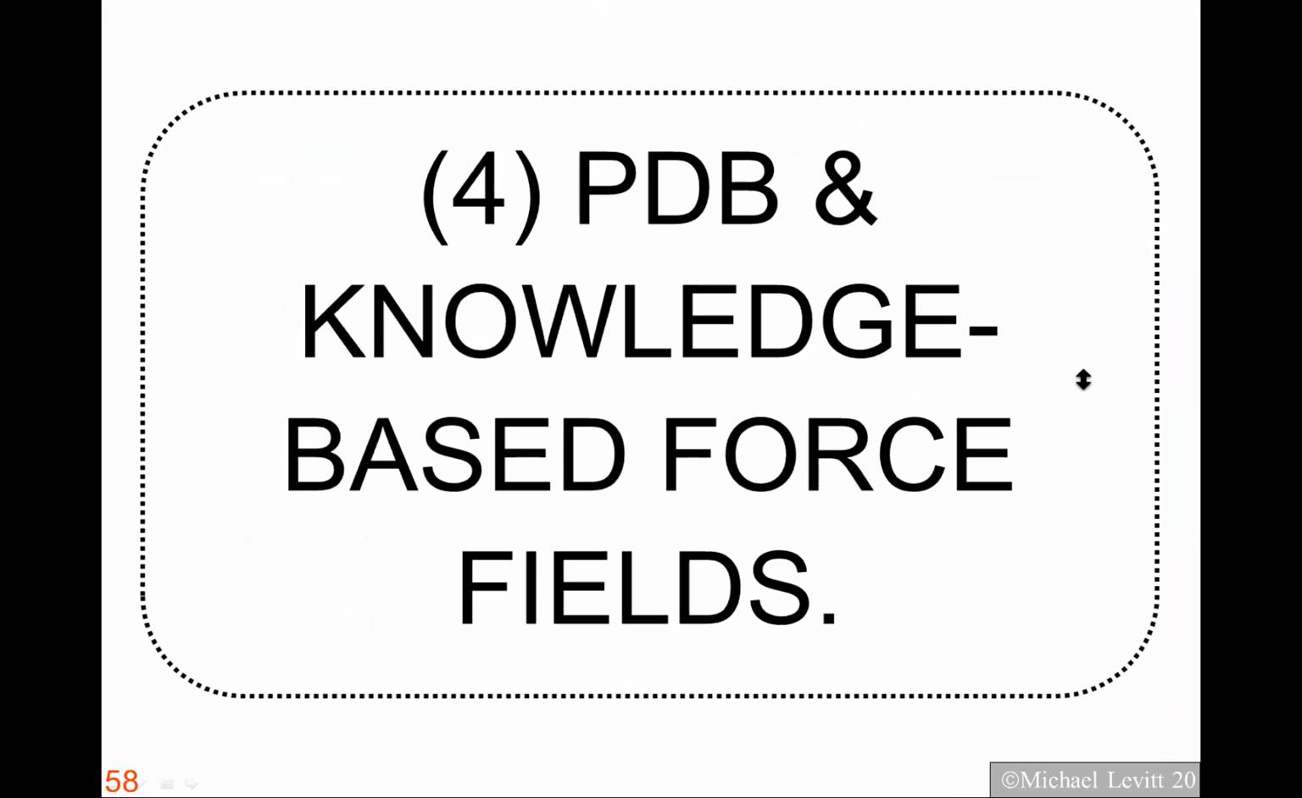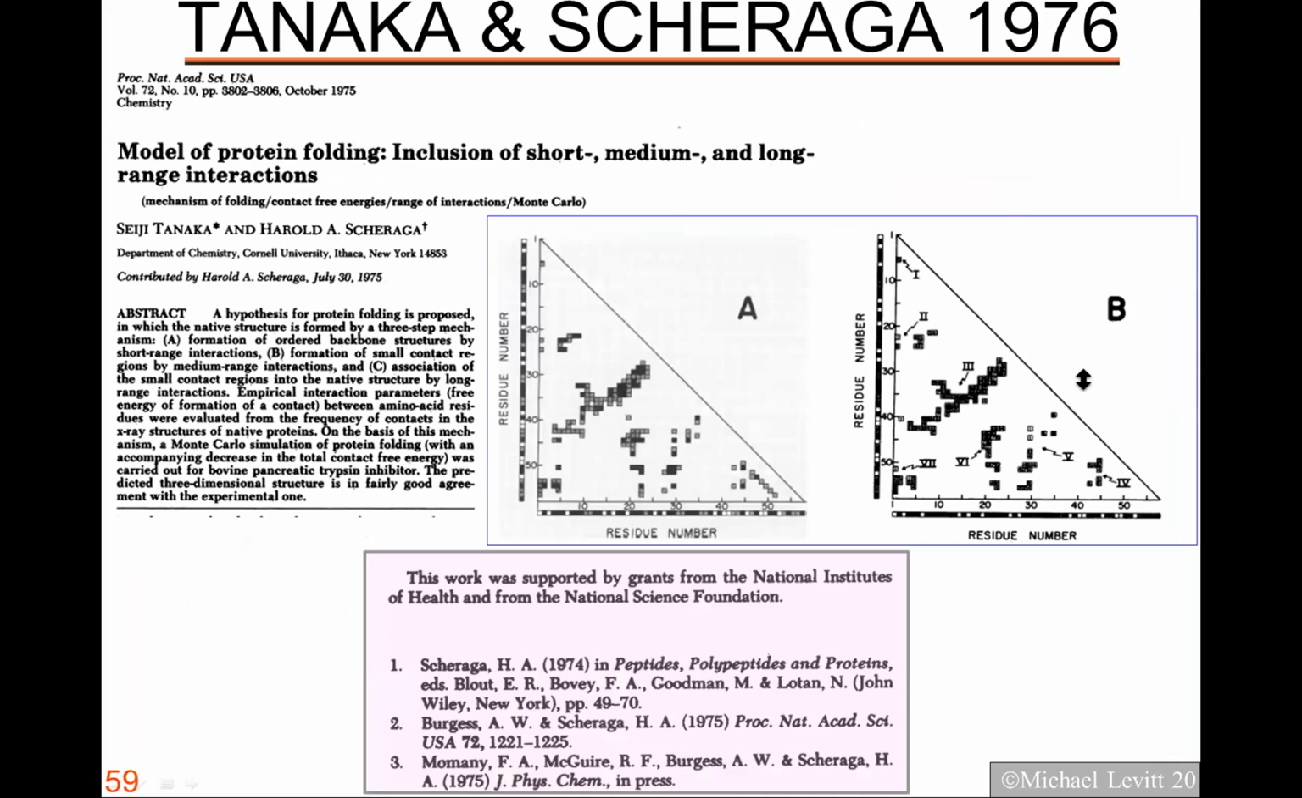Okay, so now let me add more about force fields, and I'm now going to talk about 3 different force fields. One is what I call the PDB and knowledge-based force fields. The first person to do this was Harold Scheraga with Seiji Tanaka in 1976. That's pretty early. And their idea was to actually look at how often different amino acids were in contact in real proteins. By 1976, I think we had, I would imagine, 20 or 30 protein structures known. So now there was a database in which you could work. And if you saw, for example, that a positively charged lysine is always near a negatively charged glutamic acid, then that would be something that you would use as a long-term interaction.